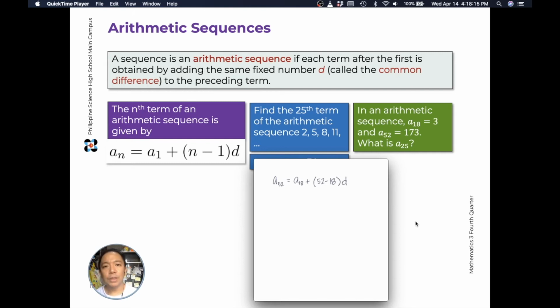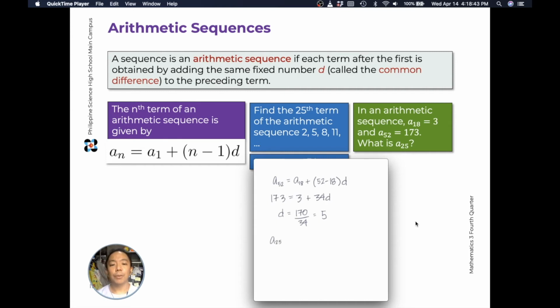So let's substitute the values for the 52nd and the 18th term. This would be 173 is equal to 3 plus 34 times our common difference. We'll get that our common difference is 173 minus 3, 170, divided by 34. This is actually just equal to 5. But we're not done kasi we're looking for the 25th term.